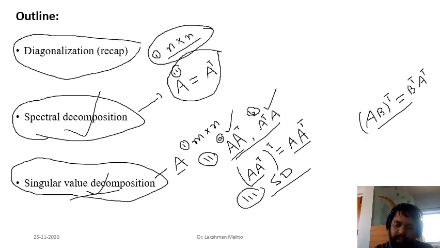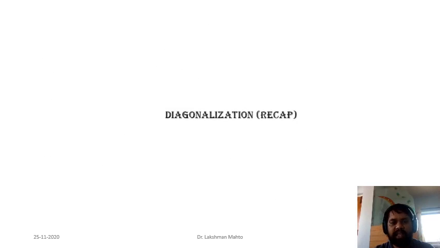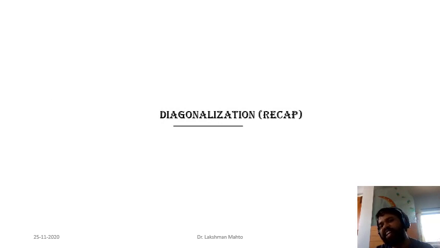Coming to the recap of the last class, that is diagonalization. If you are taking any square matrix, and that matrix has an eigenbasis, then we can say that the matrix is diagonalizable.